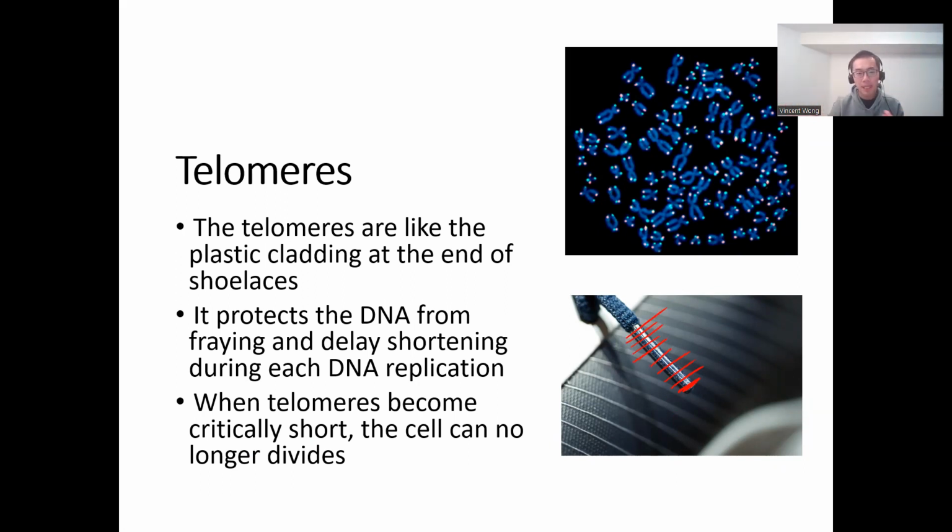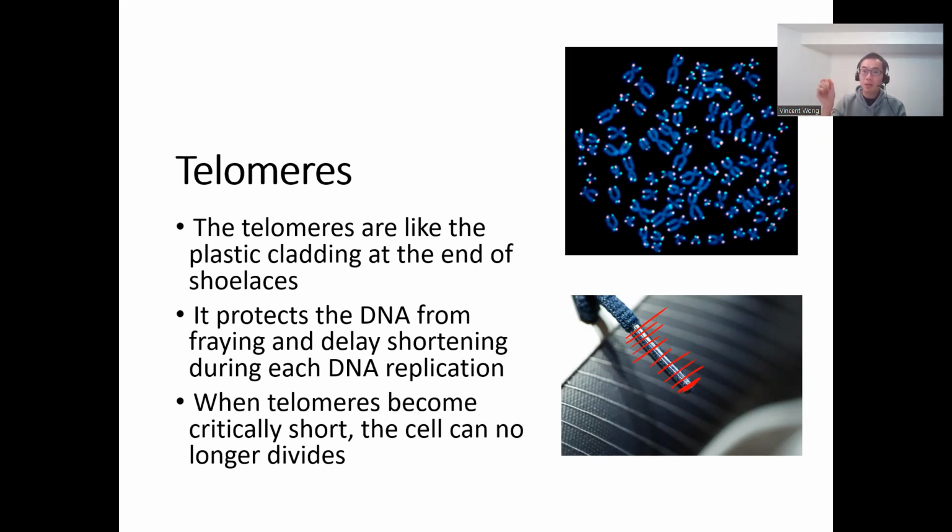And that's what's happening in cell division. Every time you divide your cell, you need to copy your DNA. And every time you copy your DNA, you lose a little bit at both ends. So your telomeres get shorter and shorter and shorter. Now, it's not a big deal to lose telomeres. As I told you, they don't code for anything.